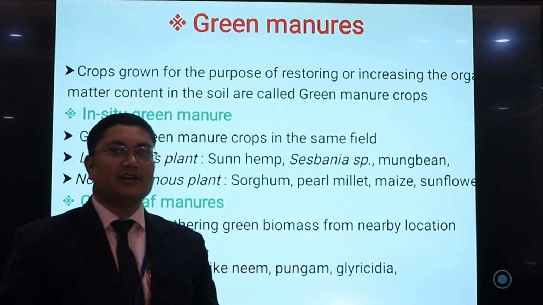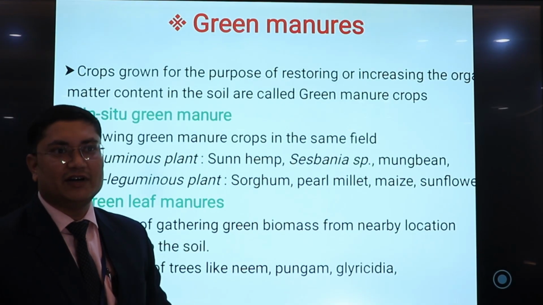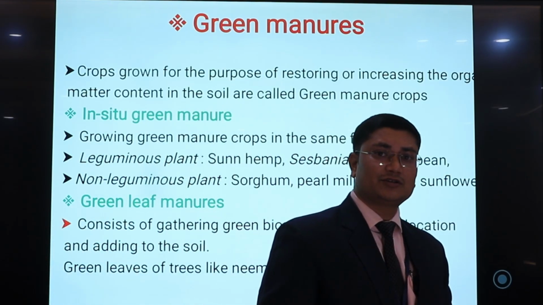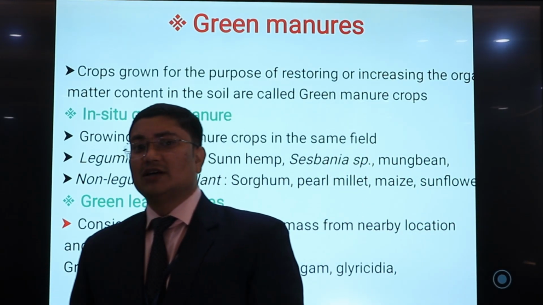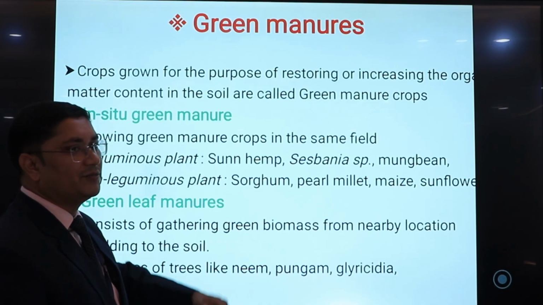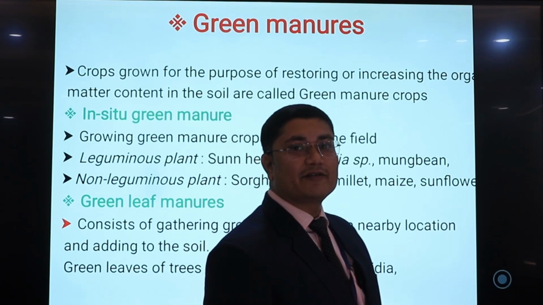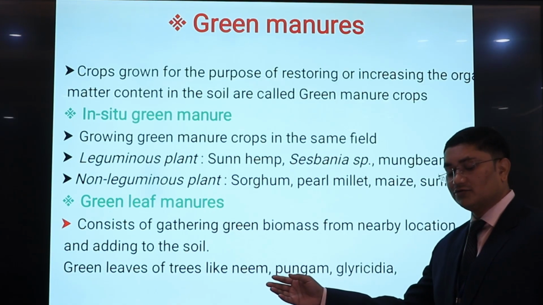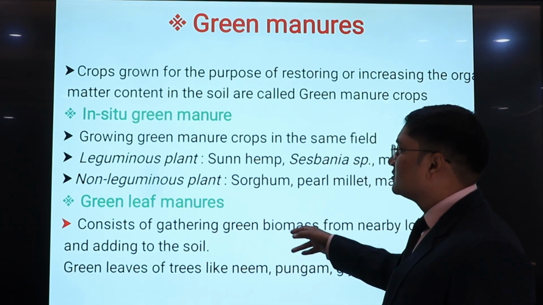So it means inside the field, where any crop or any leaves are produced on the same field. That is called in situ manure. After growing the green manure crops, we plow them into the same field. Then they degrade by themselves and provide the green manure to the crop. Then green leaf manures: from near the fields we collect some green leaves, convert them to manure, and provide them to the soil to produce good crops.